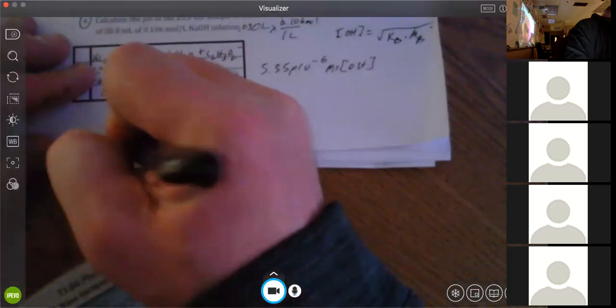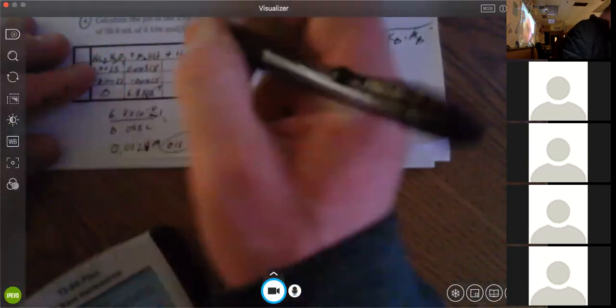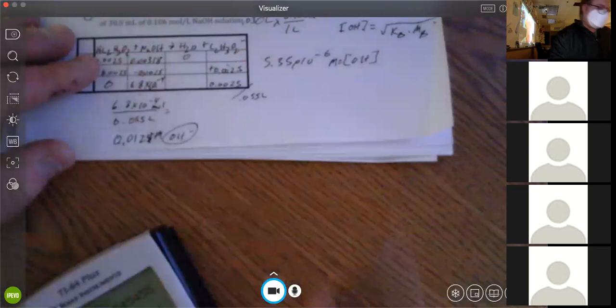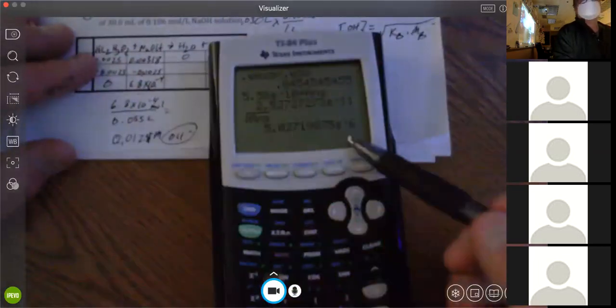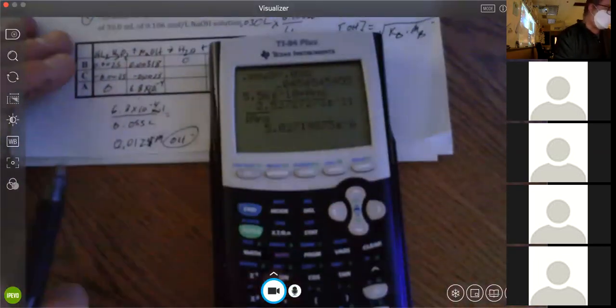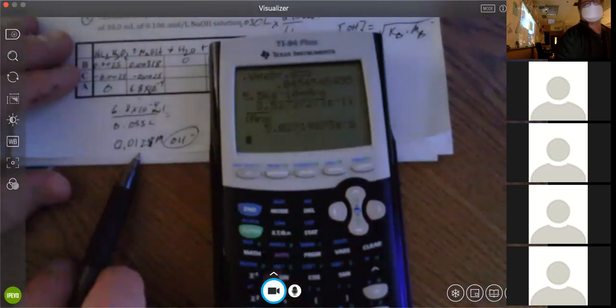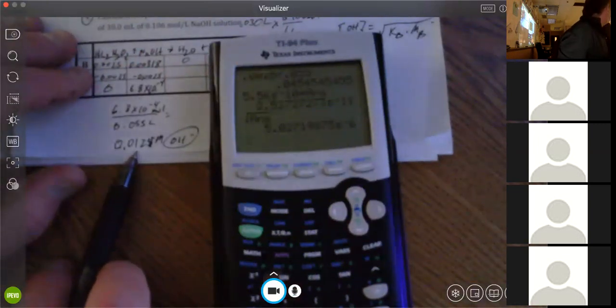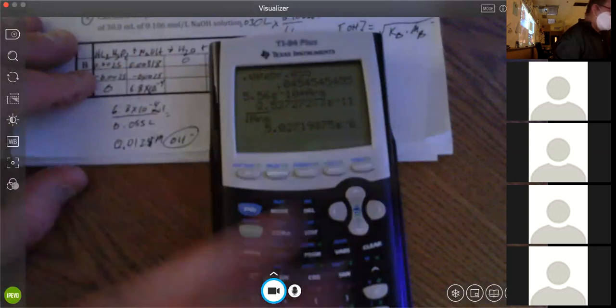What was it? 0.0 what? 0124. So if we add this times 10 to the negative 6 to 0.0124, will it change it? No, right? It's a very negligible change.